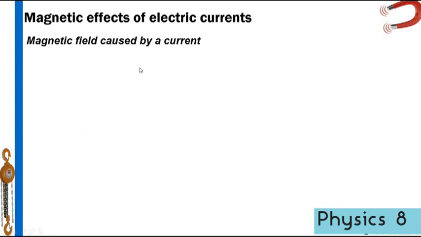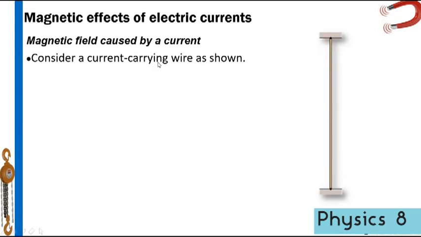Now, the magnetic field which is caused by a current can be illustrated using the straight line wire that we've just mentioned. So let's consider a current carrying wire as illustrated in the diagram on the right hand side. Here you can see that there is a current flowing from top to bottom as represented by the red arrow in the diagram, and we're going to represent the current flowing through that wire by the letter I.